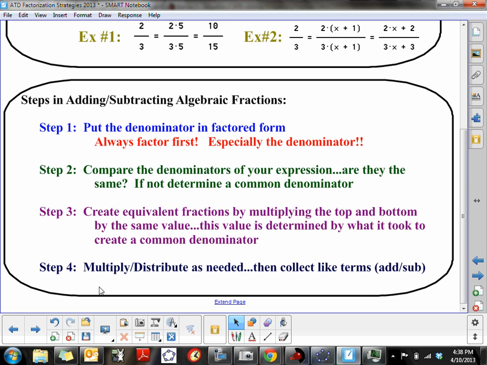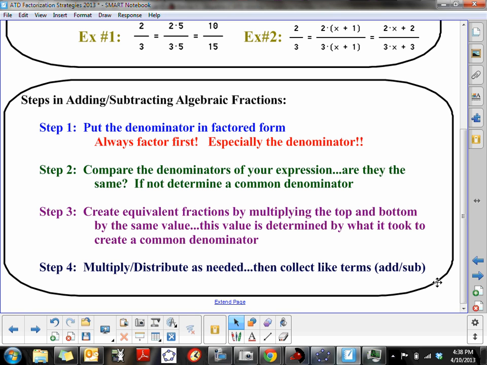Finally, once you have those equivalent fractions created, then you multiply, and most of the time we're going to need to distribute, because we'll have algebraic expressions as needed, and then collect our like terms. If you remember from our fraction work, whatever you do, you're going to leave the denominator alone. Once you get your common denominator, then you're pretty much done with that part of it.